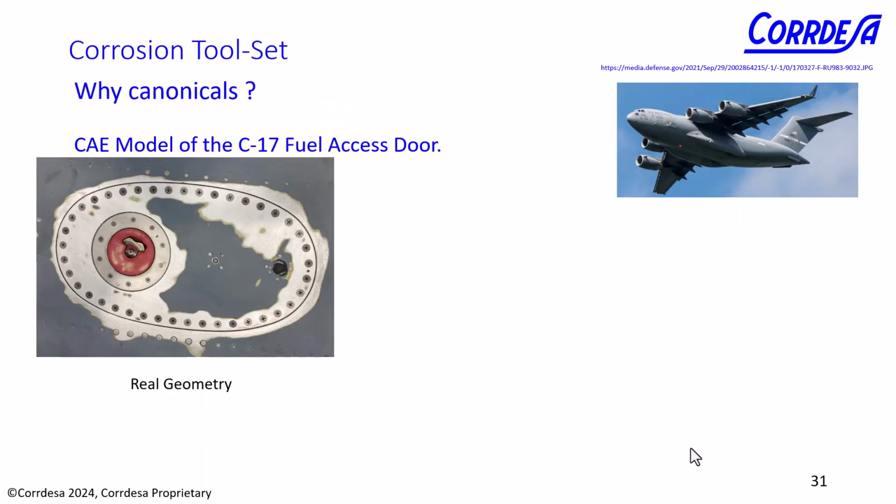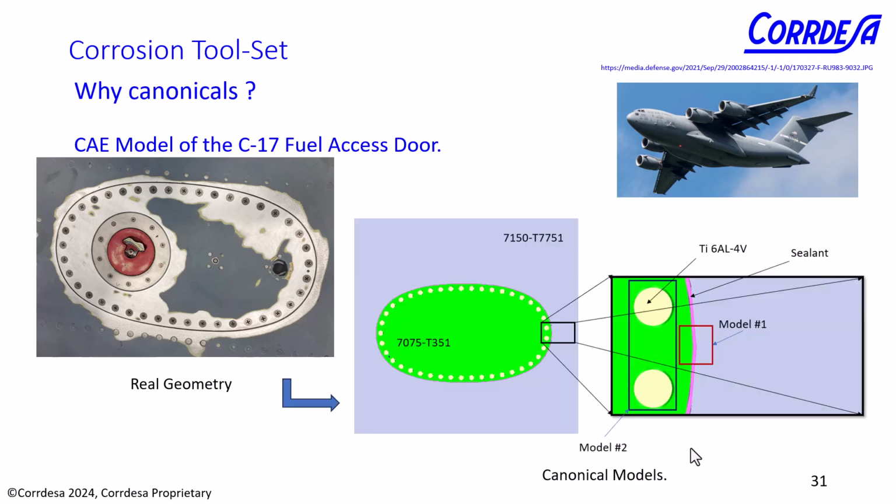So why is that useful? We actually used this on a real geometry on a C-17, the fuel access door. When you look at it closely, you can think of the port and the aircraft skin being a butt joint, as I've highlighted here in Model 1. And you can think of the fasteners, it's repetitive. So we just think of a fastening lap joint.